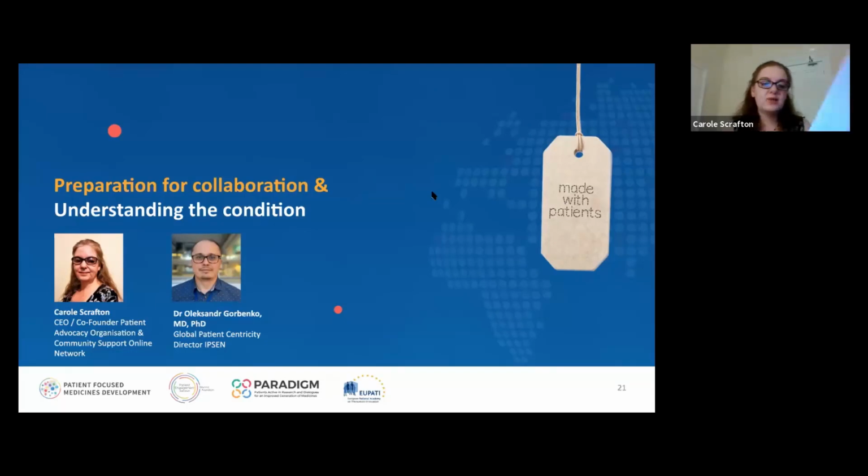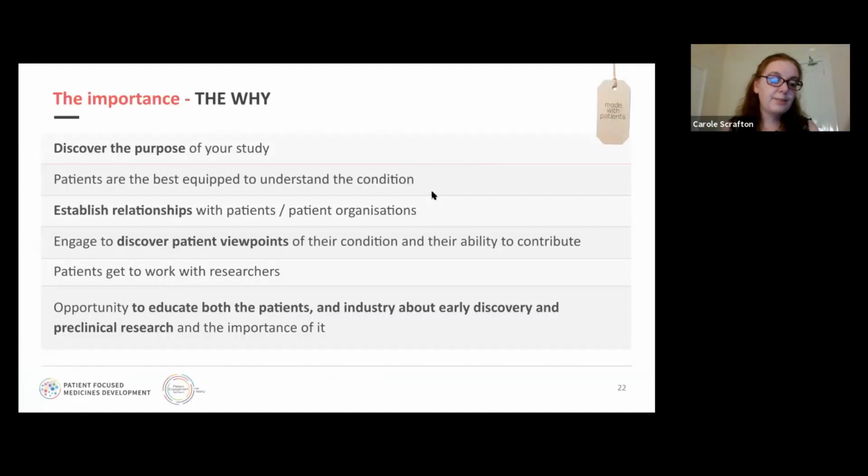I'm going to start us off by taking you through the preparation and understanding condition stage of our how-to guide, both of which are aspects of preparation and understanding the condition element of early development and preclinical research. Preparations before making engagements are useful and required to establish relationships, engage with patients, and develop an understanding of patient views and their ability to contribute to the study.